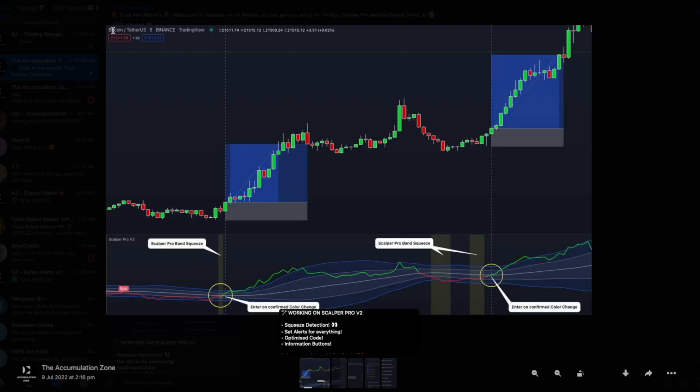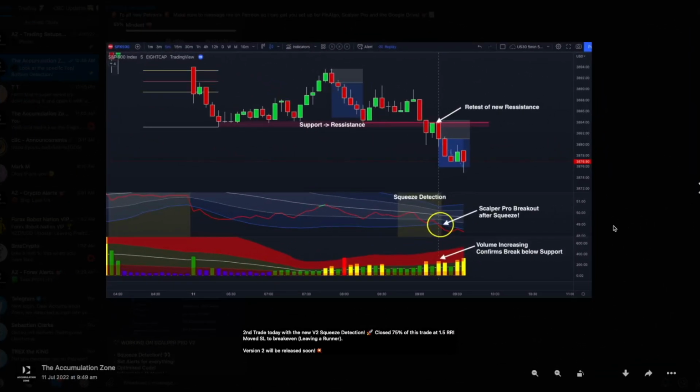So right here on Bitcoin USDT on Binance 5-minute chart, we can see we could have either entered right here on this candle when the Scalper Pro entered into the bands, or we would have entered right after a confirmed color change and another pro band squeeze and a few bullish candles. Alright, let's move on to our second example.